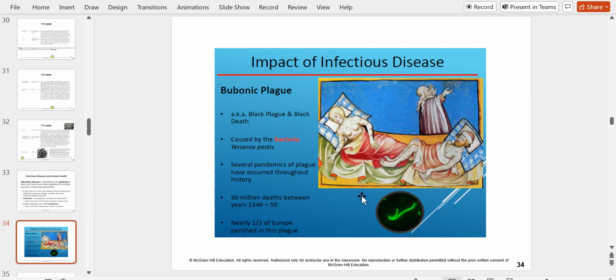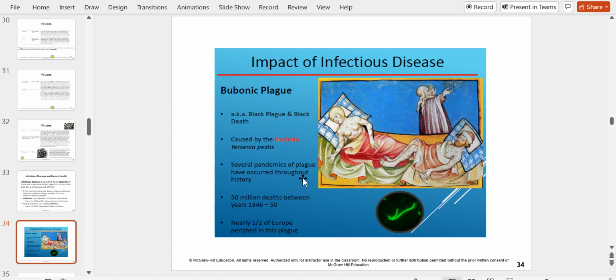Impacts of infectious disease: bubonic plague, which is still around today. I just read in the paper a couple months ago, so this is August 2024, maybe May 2024, some people went camping in Colorado and they contracted the Black Plague. It's not gone. It's still here.